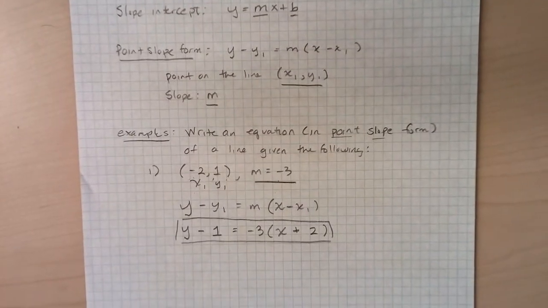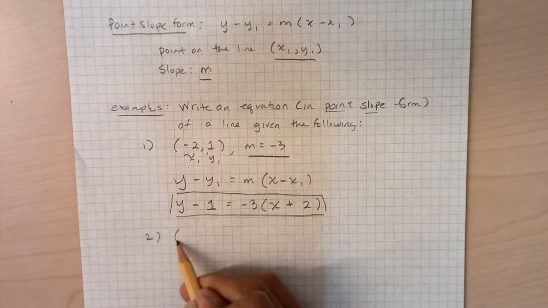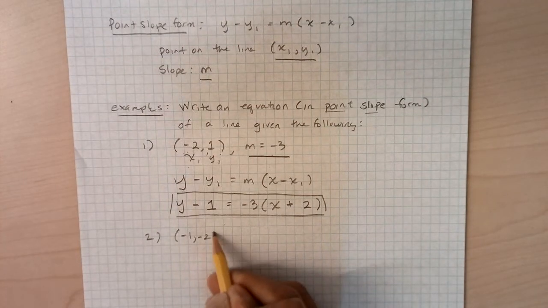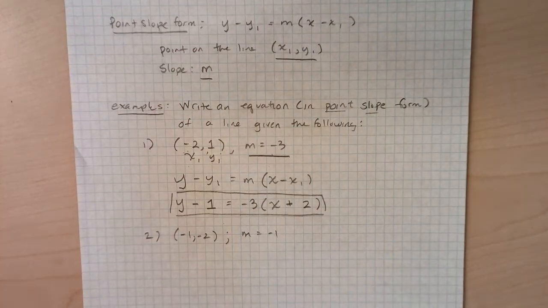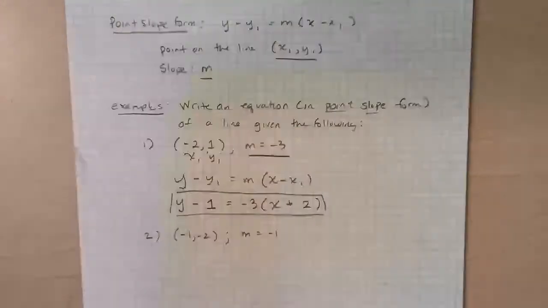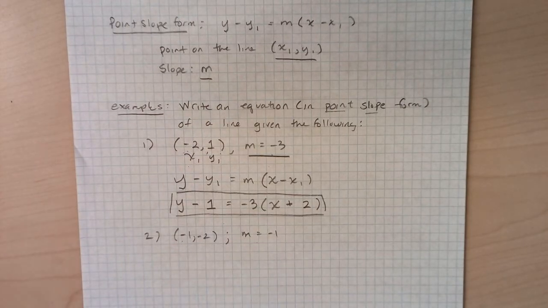Okay. Second example, now that you've seen one example, I'll ask you to pause the video once I give you the information, see if you can write the equation on your own, and then come back and double check it in a minute or two. But I'm given a point that the line passes through and the slope of the line. I want to write the equation specifically in point-slope form.